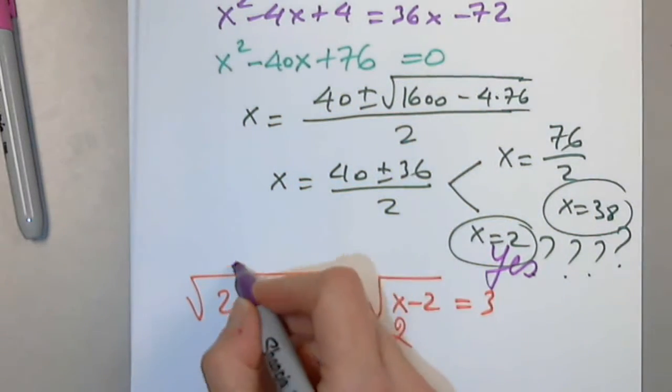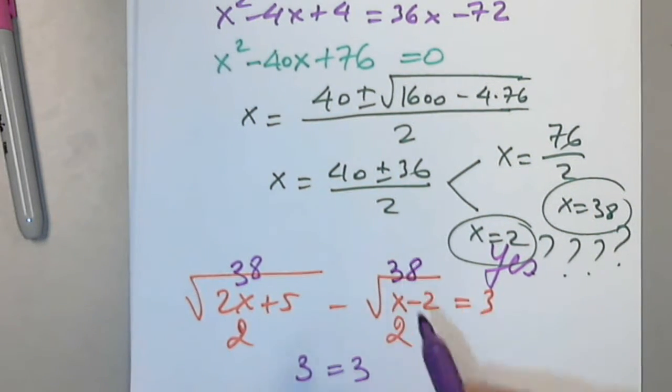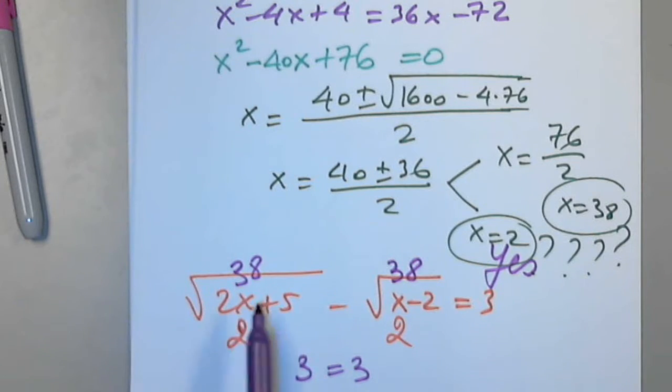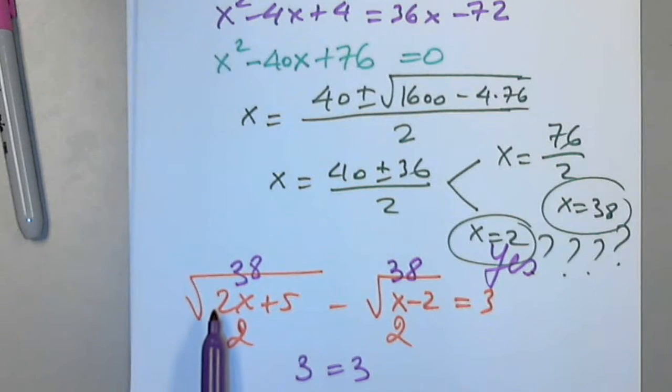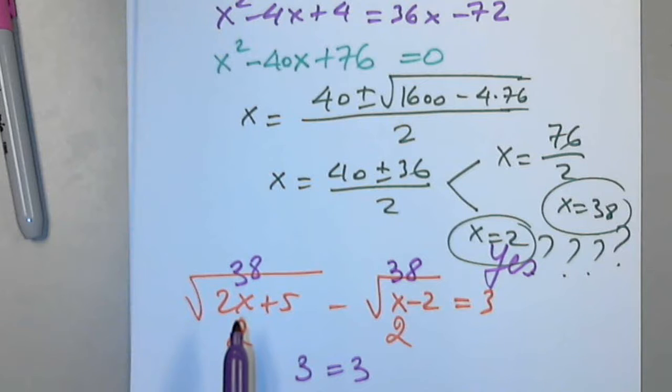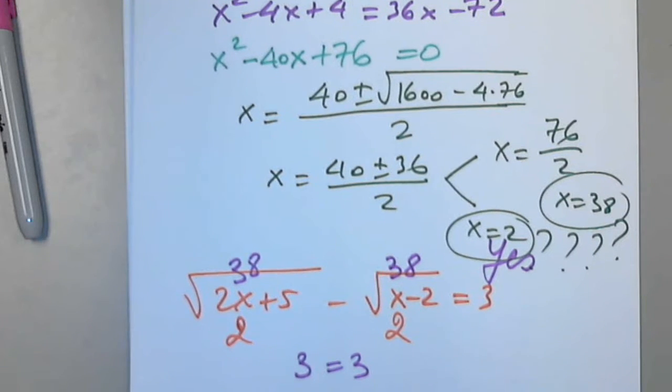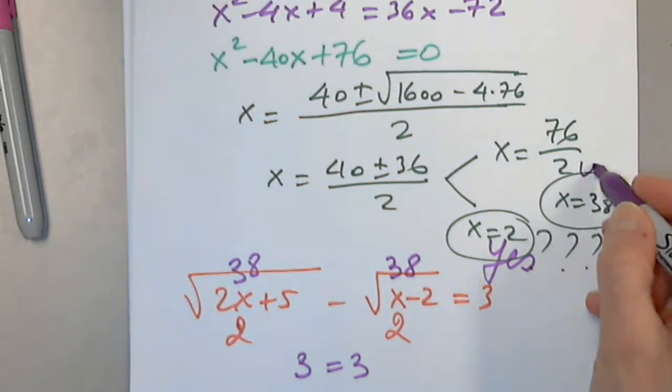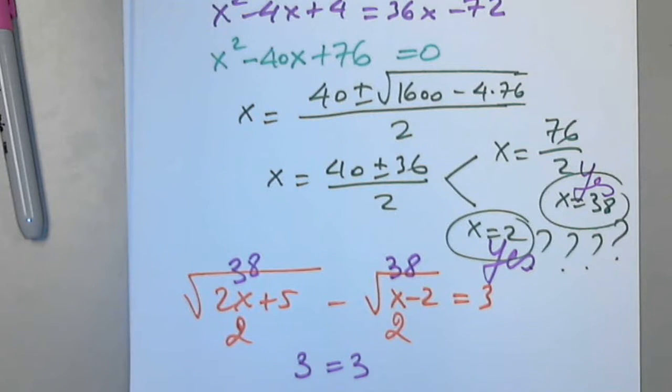Now I'm checking 38. 2 times 38 is 76. 76 plus 5 is 81. The square root of 81 is 9. 38 minus 2 is 36. The square root of 36 is 6. Is 9 minus 6 3? I have to say yes to the second one as well.